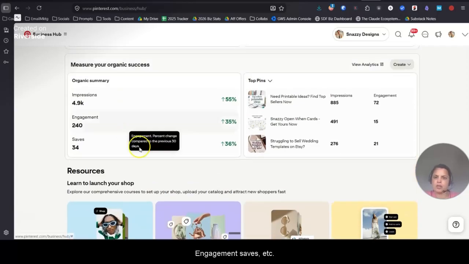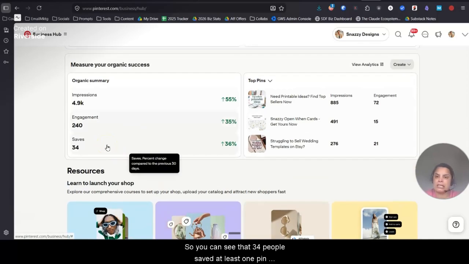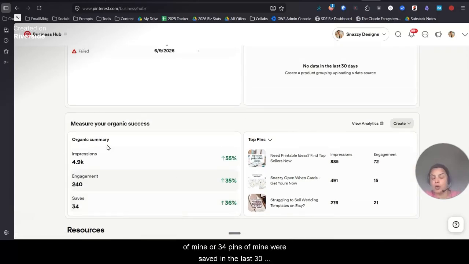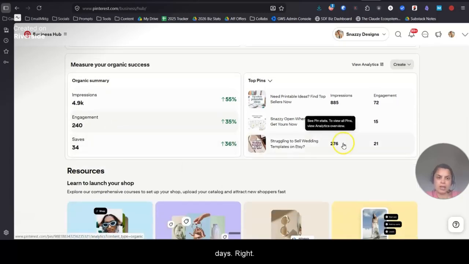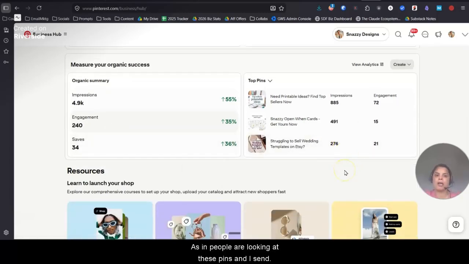Engagement saves, etc. So you can see that 34 people saved at least one pin of mine. 4 pins of mine were saved in the last 30 days, right? Which is quite neat, as in people are looking at these pins.